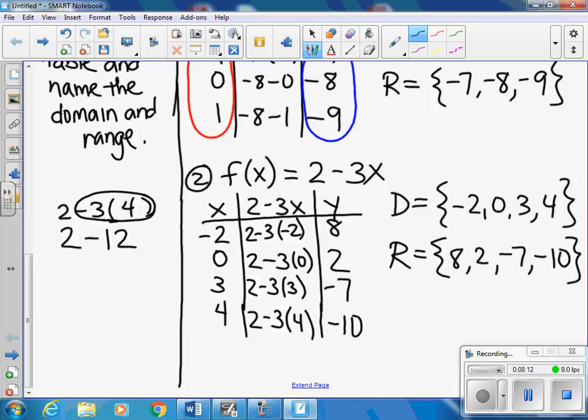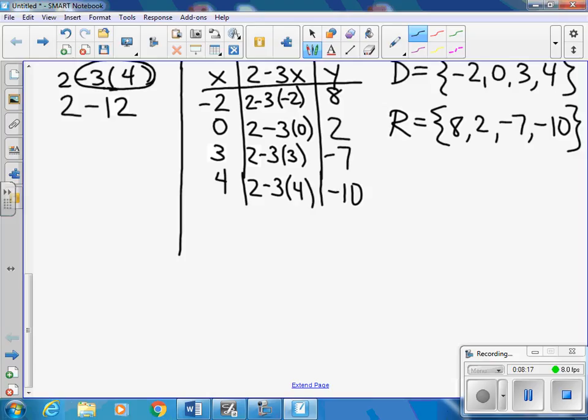All right, for the next part of the notes, we're going to take a look at some tables already made, and all you're going to have to do is name the domain and range. So it's just focusing on that one aspect. They'll already be completed.